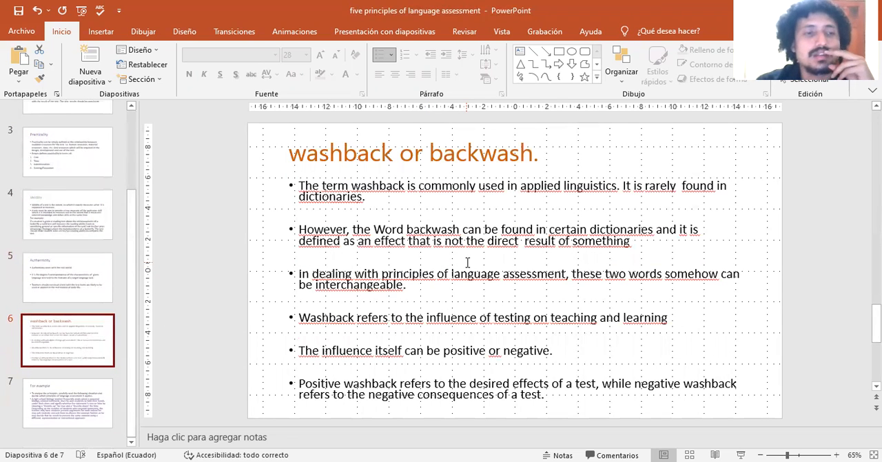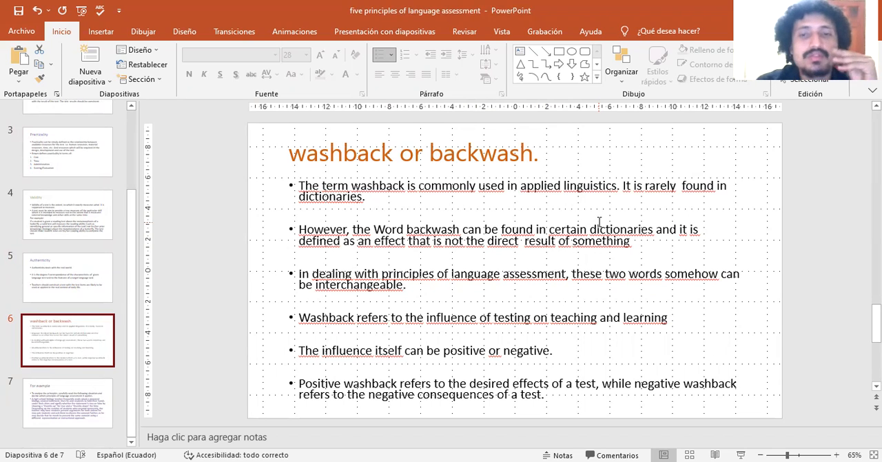Now let's see the last principle of language assessment, which is washback or backwash. The term washback is commonly used in applied linguistics. It's rarely found in dictionaries. However, the word backwash can be found in certain dictionaries, and it's defined as an effect that's not the direct result of something. In dealing with principles of language assessment, these two words somehow can be interchangeable.